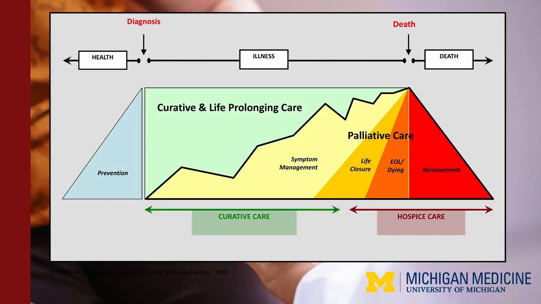This is an integrated model of palliative care adapted from the World Health Organization. As you can see, early on, when patients are healthy, the focus is generally on prevention. Over time, as illness develops, there is a balance both between curative, life-prolonging care and palliative care. As disease progresses, that balance can shift towards palliative care.